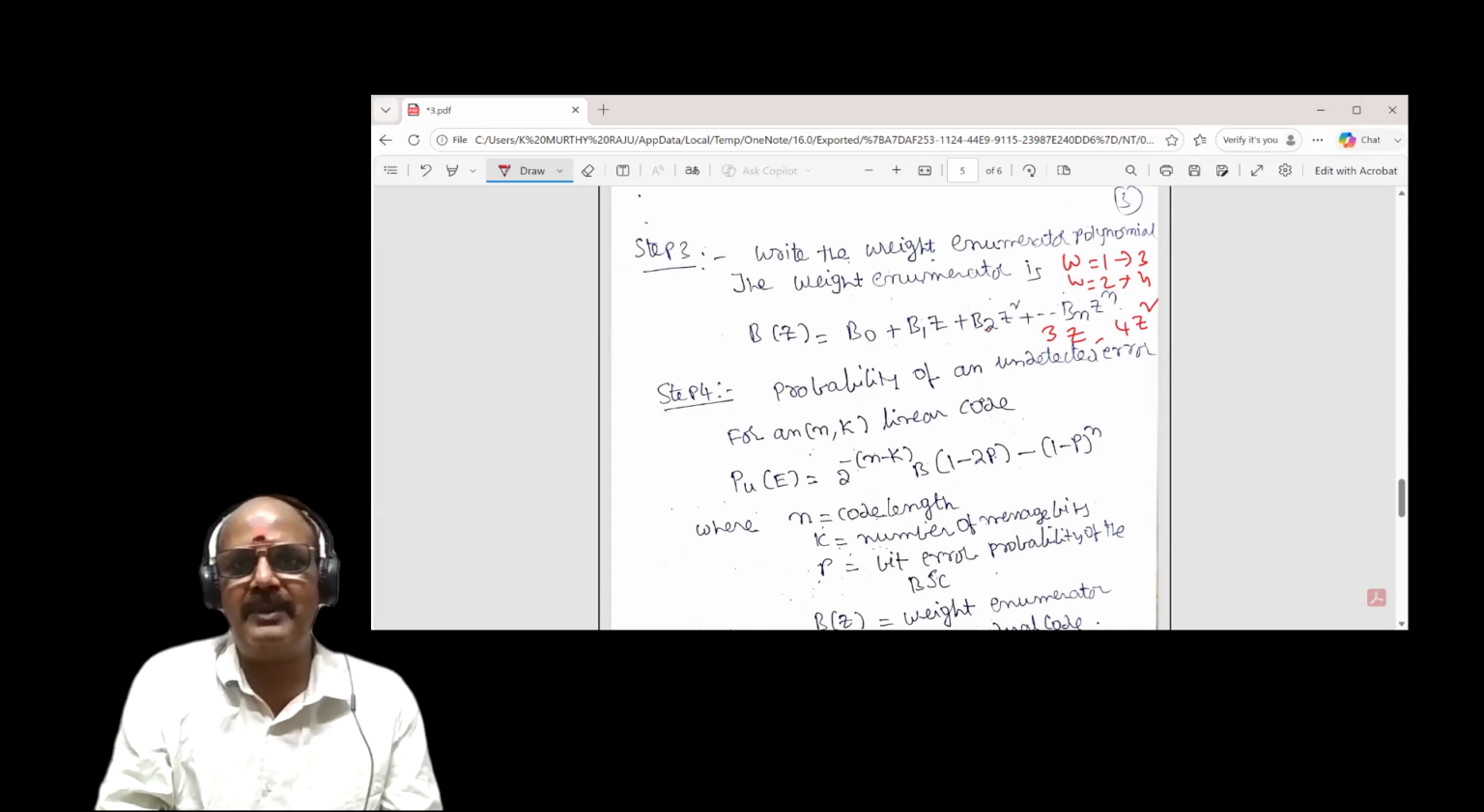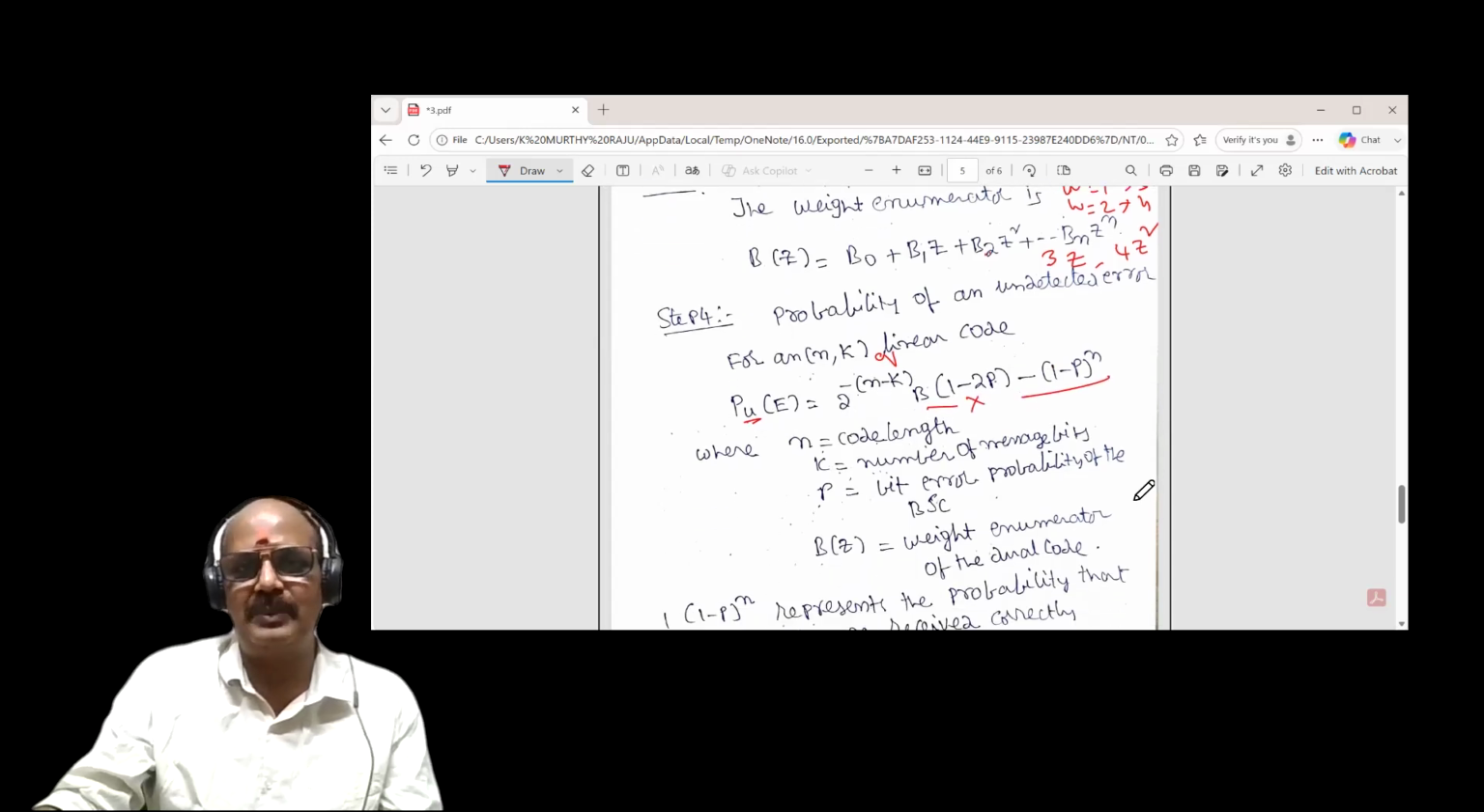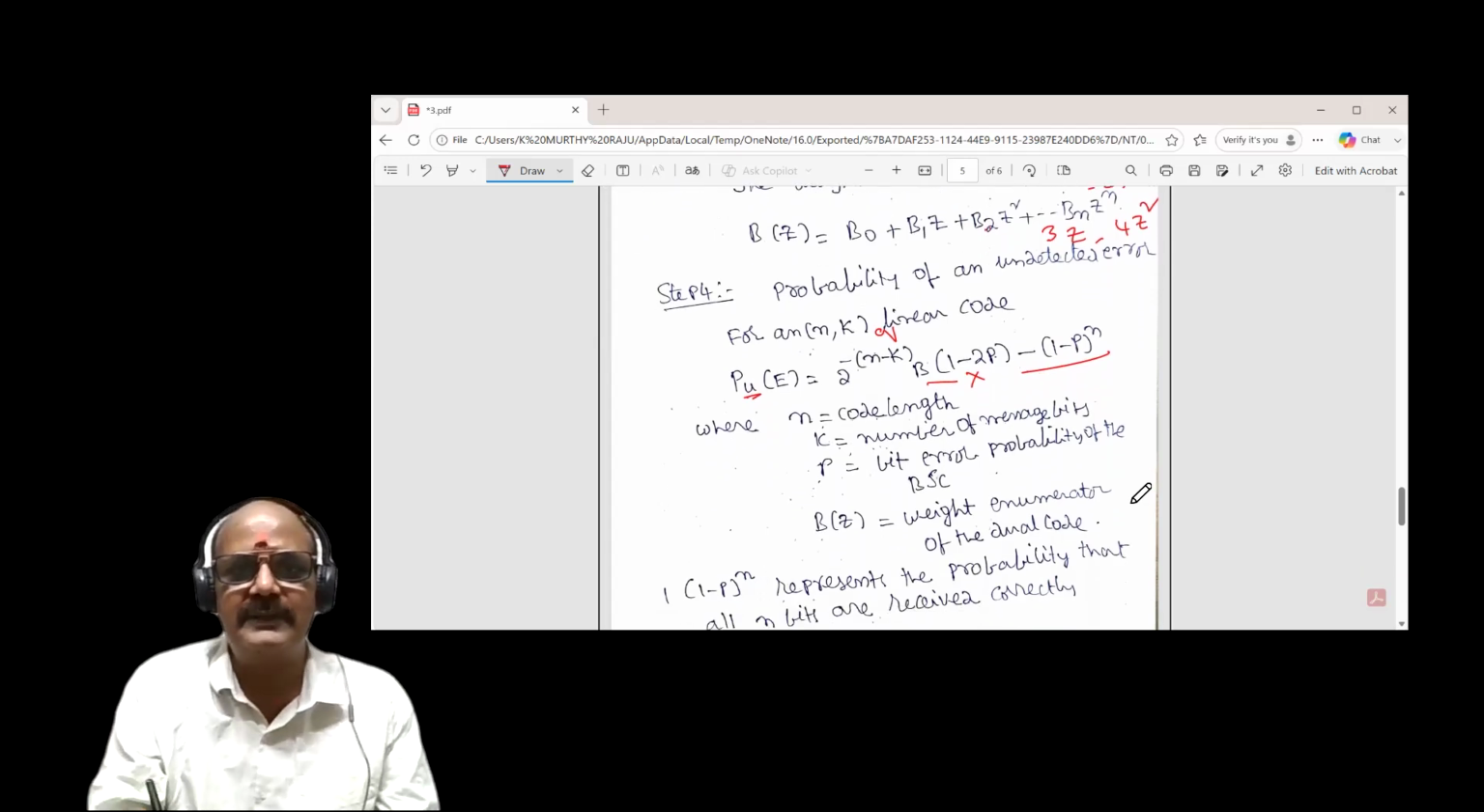Step 4: Probability of an undetected error for an (n, k) linear code is P_U(E), where U means undetected and E means error. The general formula, which need not be derived, is 2 to the power minus (n minus k), where n minus k means q, times B of (1 minus 2p), minus (1 minus p) to the power n. Please remember this expression. No need to derive it. It is a valid general expression, MacWilliams' expression.